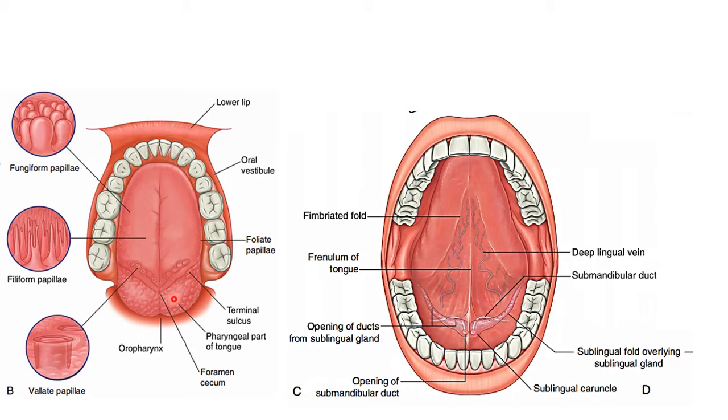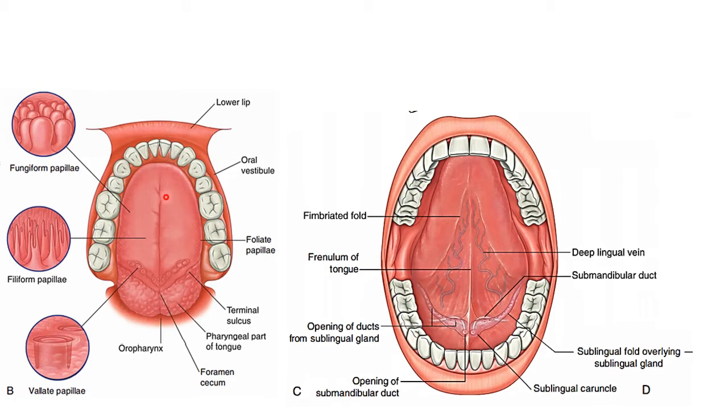The root of the tongue is attached to the mandible and hyoid bone by muscles. It is because of these attachments that the tongue is not swallowed during deglutition. The nerves and blood vessels of the tongue enter through this root.